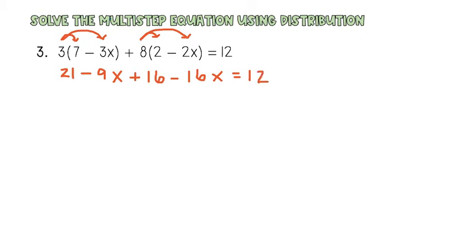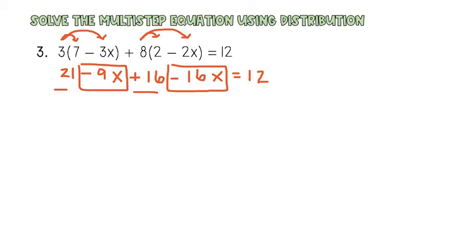I see I have a lot of terms in this equation, so before I start to use inverse operations, I want to combine my like terms. So I'm going to put a box around my number that has a variable. These are my coefficients and my constants, my numbers that are all by themselves.